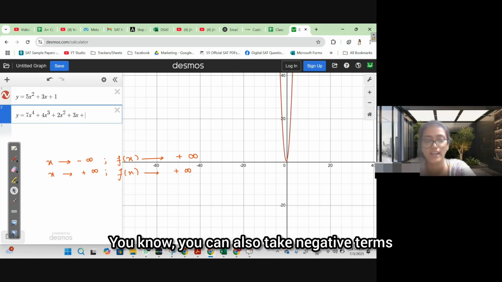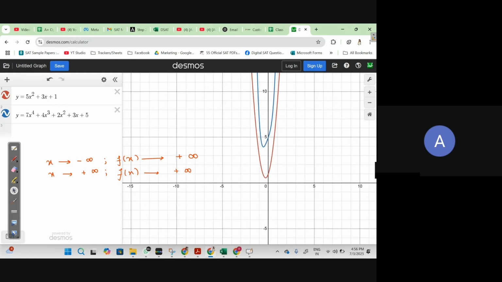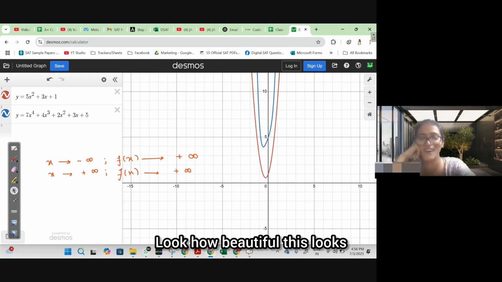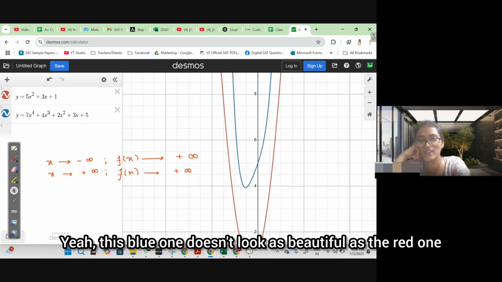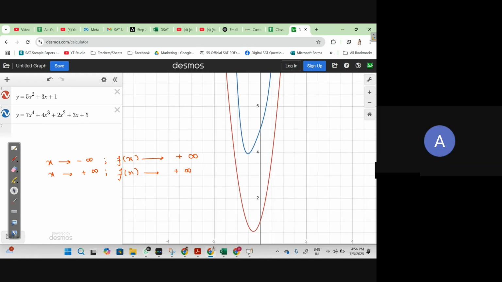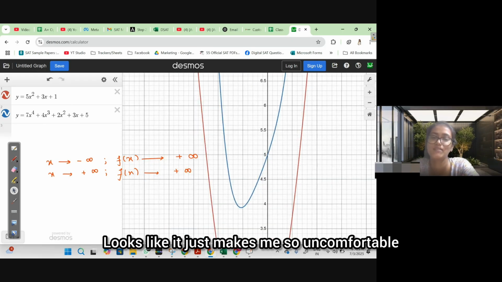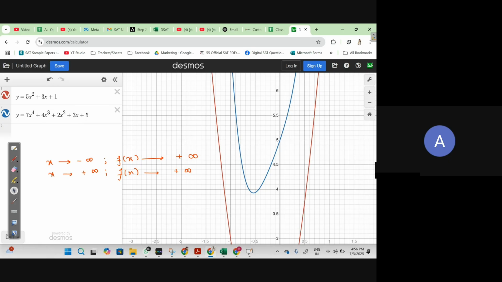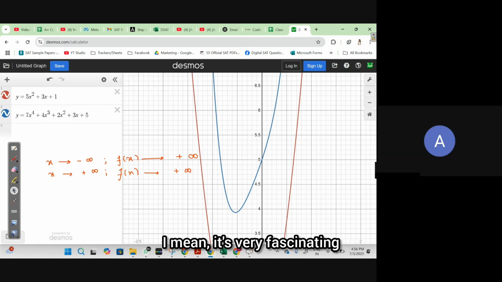You can also take negative terms. Yes, look how beautiful this looks. This blue one doesn't look as beautiful as the red one. It looks unique, it makes me so uncomfortable. This is not perfect. I mean, it's very fascinating.